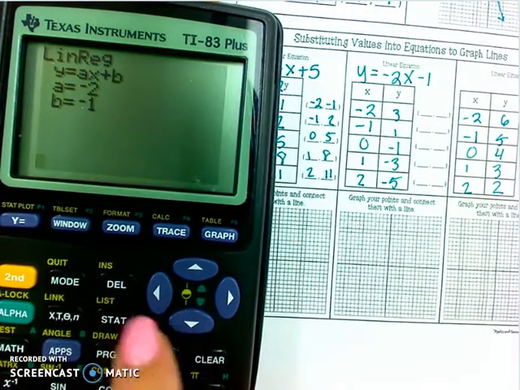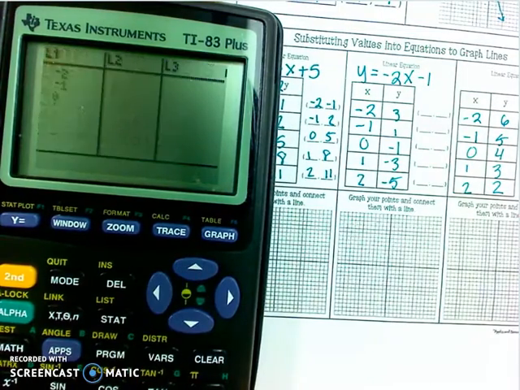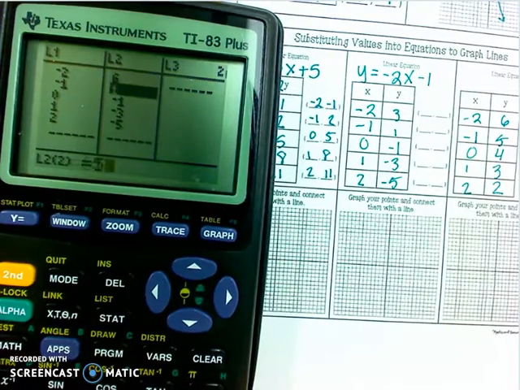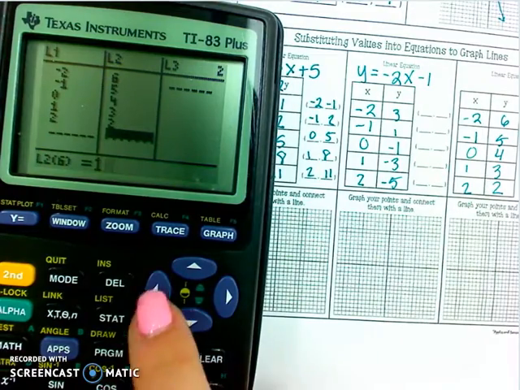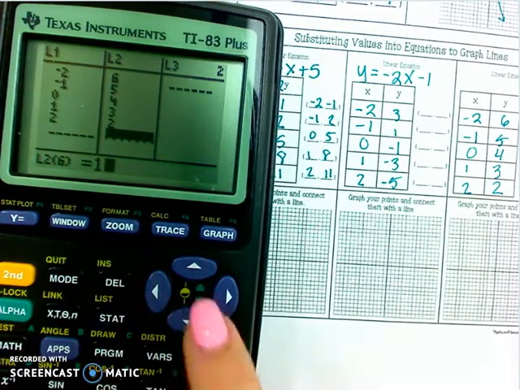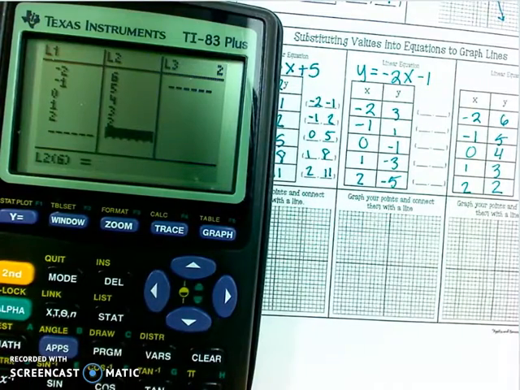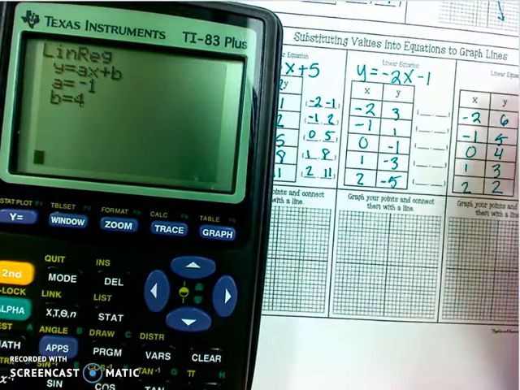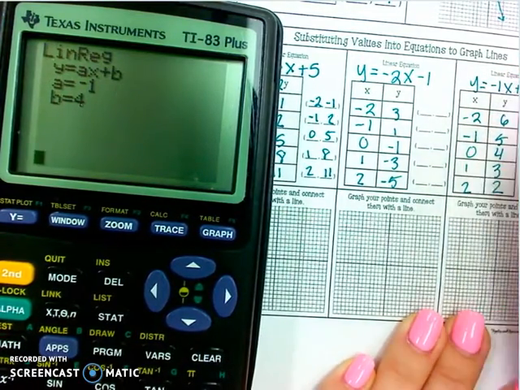Okay, do the same thing for the last line. You should have already done the same thing. We're going to edit the lines. My x's are the same. My y's have changed. So stat calc number 4, enter. Here's my linear equation. Negative 1x plus 4.